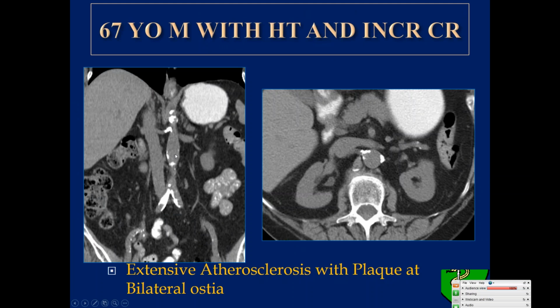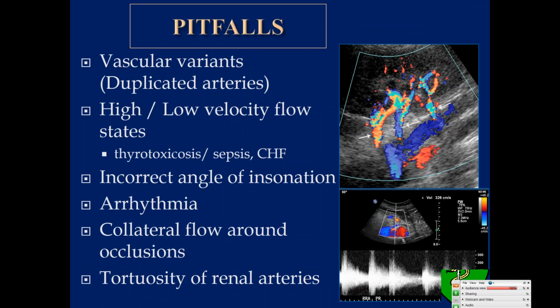These are the corresponding images on the CT, and we see large calcified plaques at the origins of the main renal arteries bilaterally. So the pitfalls for renal artery stenosis include the presence of variants of the renal arteries, where we may potentially miss an accessory renal artery that has significant stenosis within it.